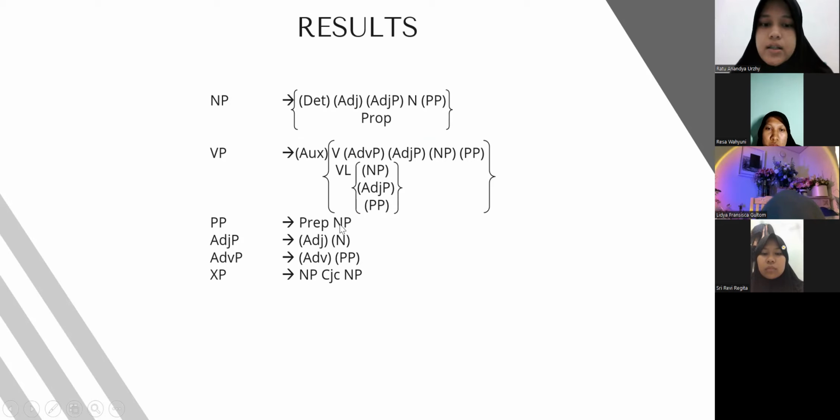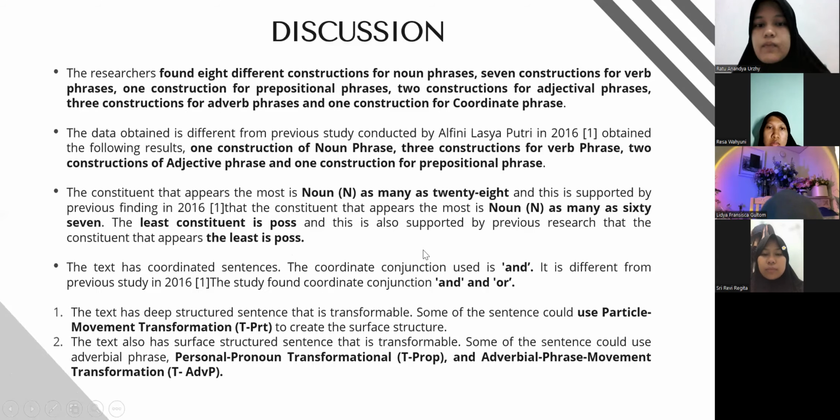The prepositional phrase consists of preposition and noun phrase. The adjective phrase consists of adjective and noun. The adverb phrase consists of adverb and prepositional phrase. The coordinate phrase is the construction of noun phrase, coordinate conjunction, and noun phrase. That's all from me. I give it back to the moderator.